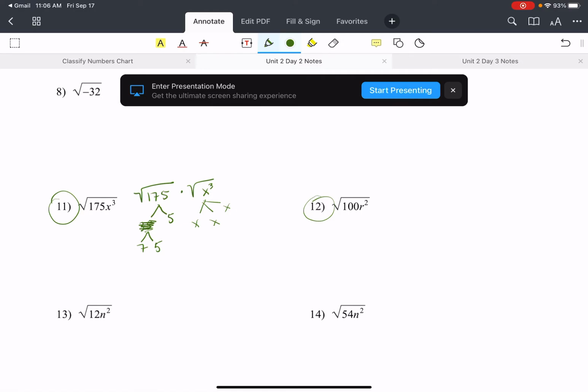Okay, now I'm looking for pairs. I have a pair of X's and a pair of 5s. So the 5 becomes a pair. Those get married, become one happy family, right? So those are going to become one 5 outside. Then my pair of X's moves outside. And then my 2 leftover numbers and letter stay inside.